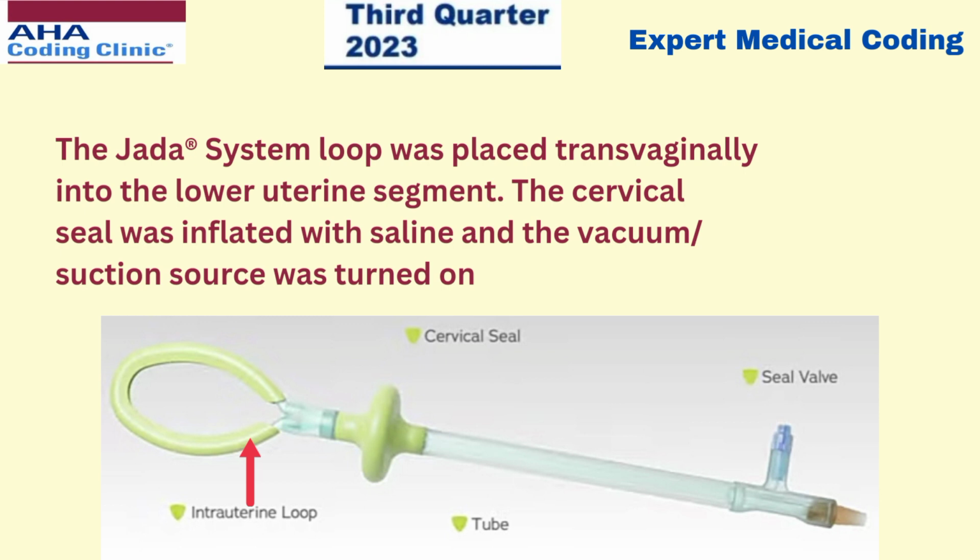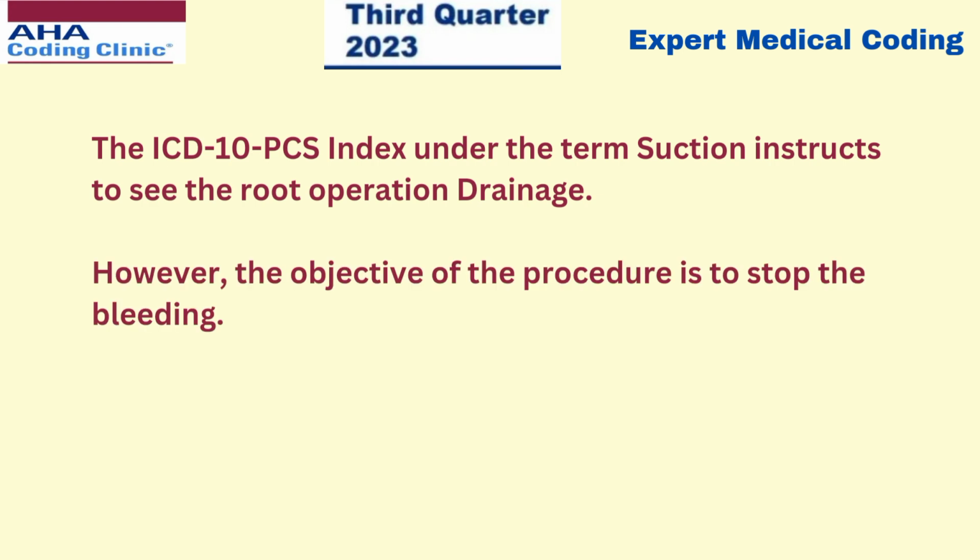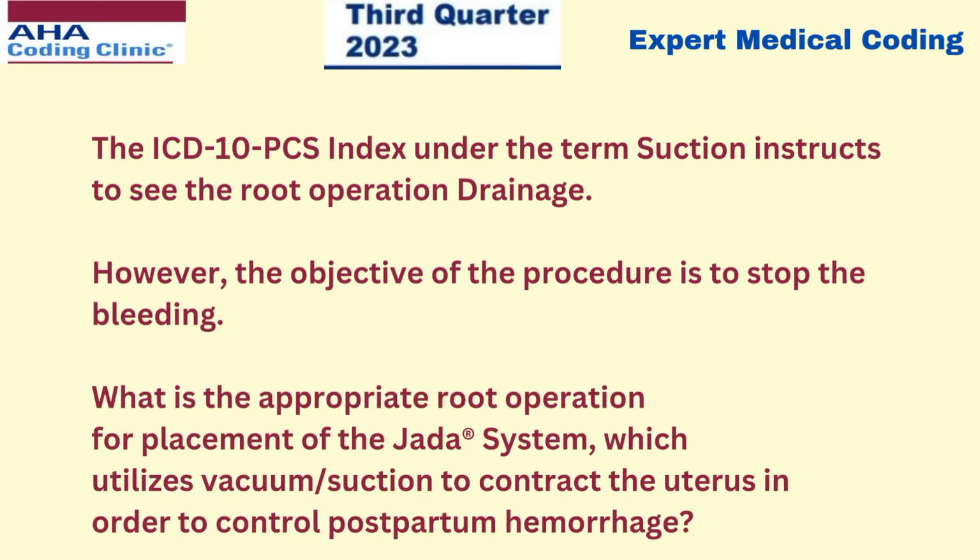Now the JADA system loop was placed transvaginally into the lower uterine segment. The cervical seal was inflated with saline and the vacuum suction source was turned on. The ICD-10-PCS index under the term suction instructs to see the root operation drainage. So when you search for suction, it will lead you to the drainage root operation. However, the objective of the procedure is to stop the bleeding. Here in this scenario, the objective is to stop the bleeding. So what is the appropriate root operation for placement of the JADA system which utilizes vacuum suction to contract the uterus in order to control the postpartum hemorrhage?